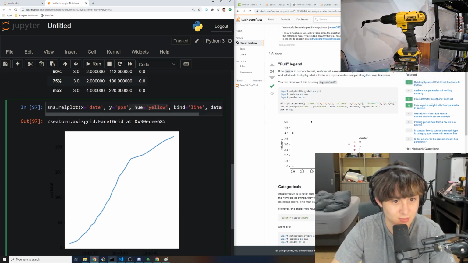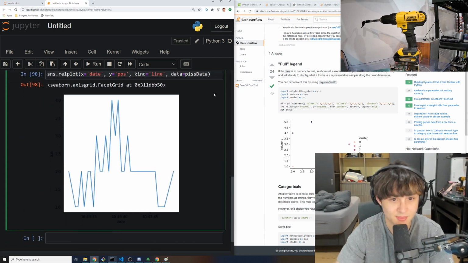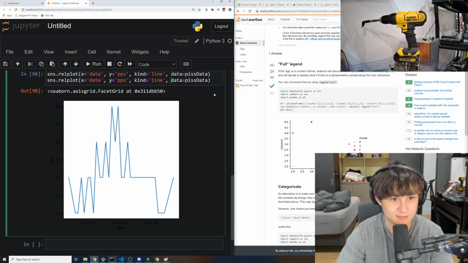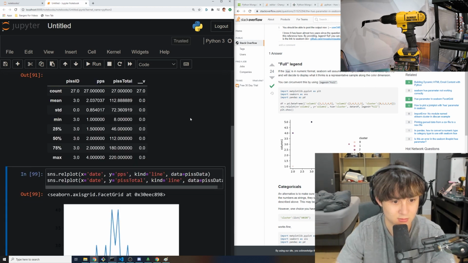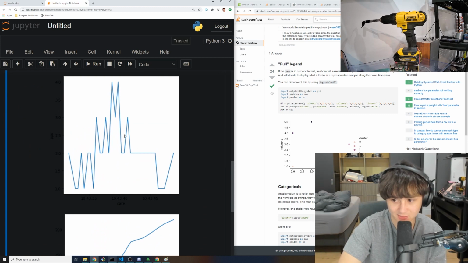as opposed to our piss velocity, right? This is our piss velocity over time, and then I wonder if I can just do this and say piss total. That'll give me, nice. Okay, look at that. So here's our PPS graph.